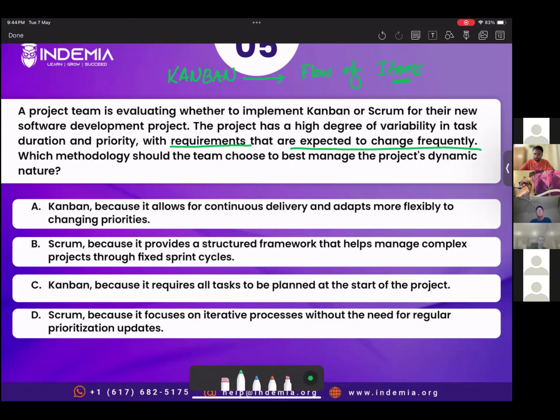All right, thank you. Robin, you have chosen option A. It was a bit of a flip of a coin between A and B. But when I considered the degree of variability and that requirements are expected to change frequently, I felt that maybe Kanban is more suited as the best methodology. All right, thank you.